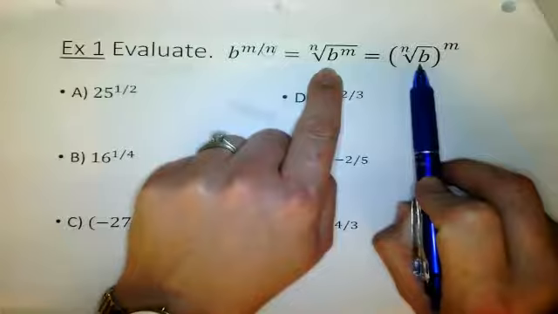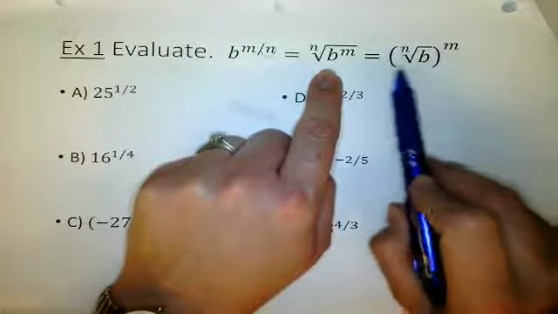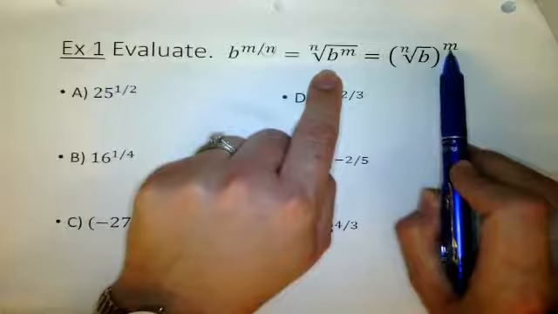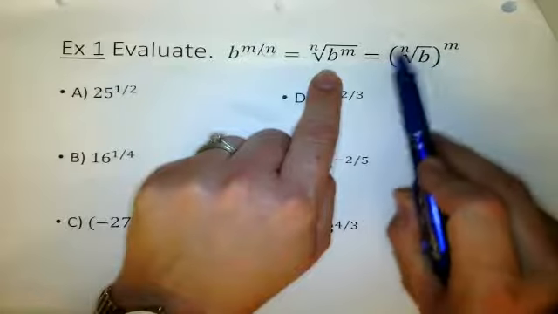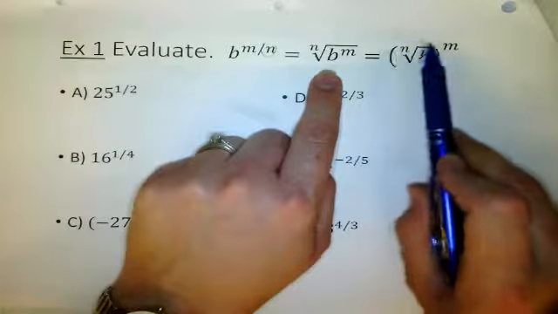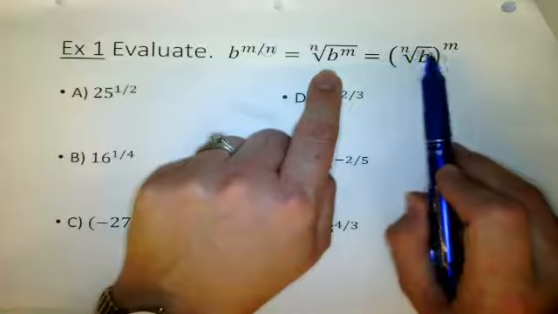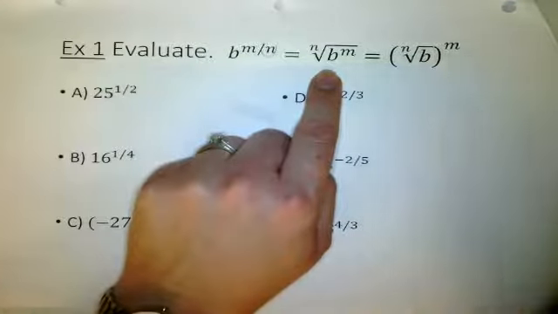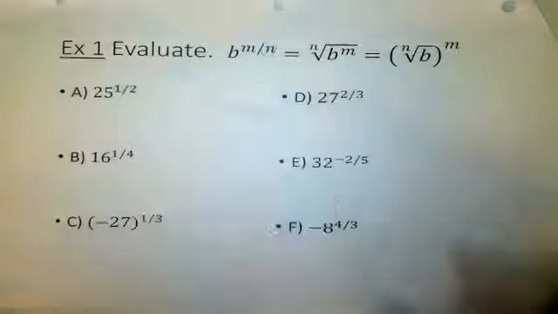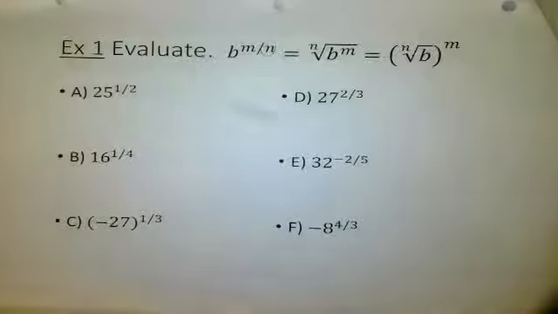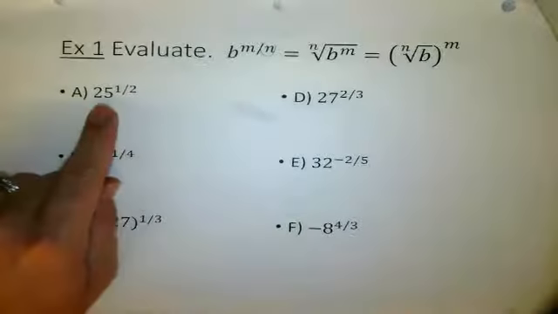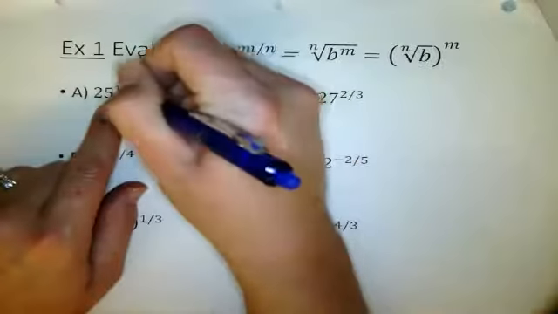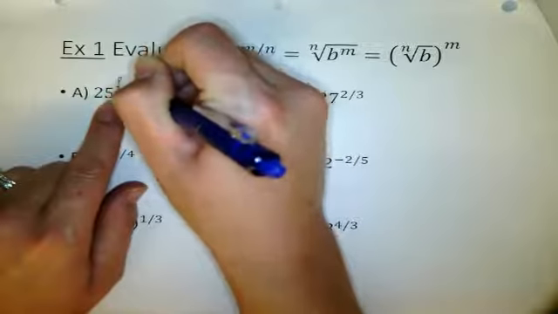And sometimes we like to take roots first, and then we'll evaluate the power, only because when we take a square root or a cube root or fourth root, numbers get a lot smaller. And then we can raise them to whatever power we have. So what we're going to do is basically just practice going back and forth here. 25 to the 1/2. This is the power, and the 2 is the index.